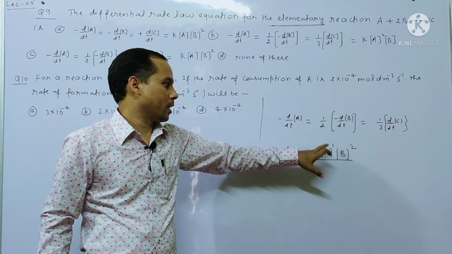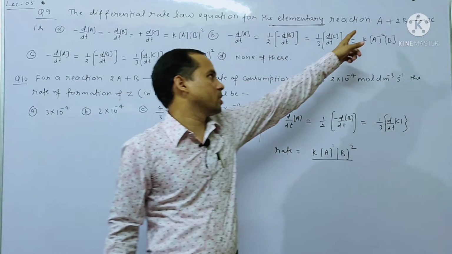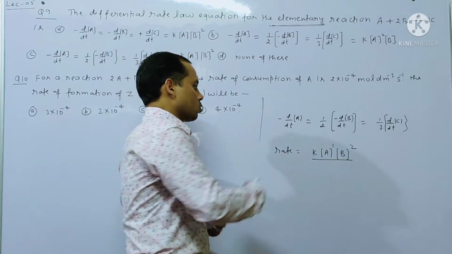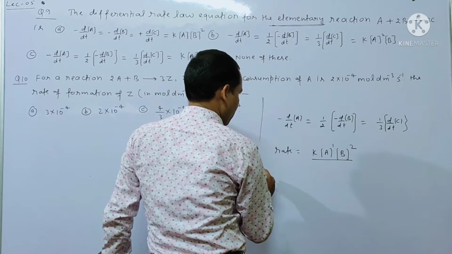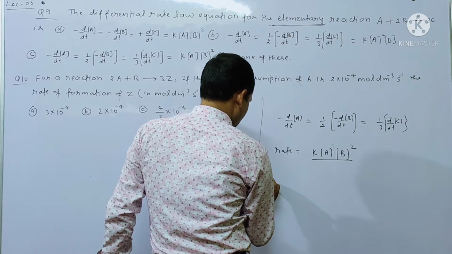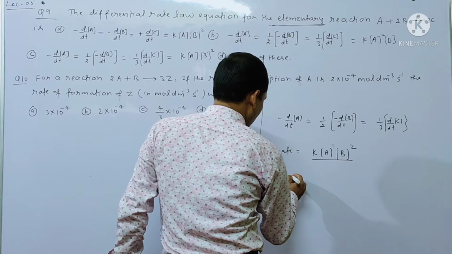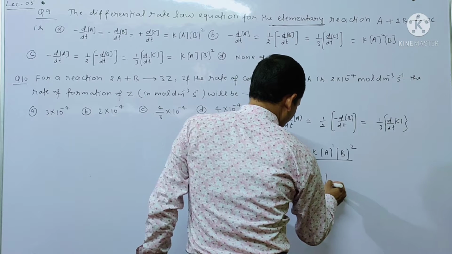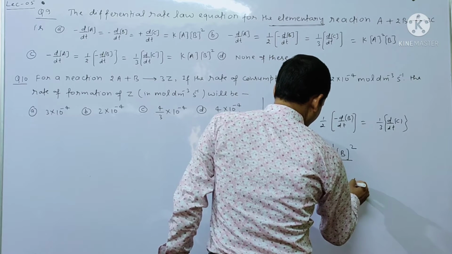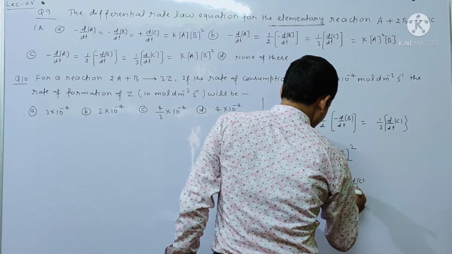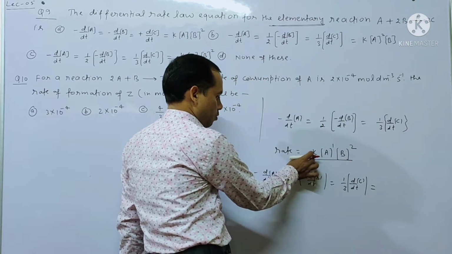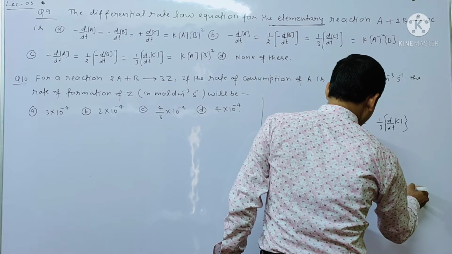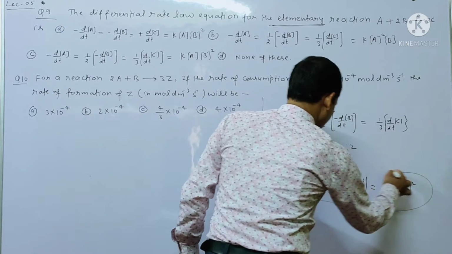So I write here the power 1 because the coefficient of A is 1, and the coefficient of B is 2. Therefore, combining these two equations, it becomes minus d over dt of concentration of A equals 1 upon 2 times minus d over dt of concentration of B equals 1 upon 3 times d over dt of concentration of C, and this equals K times A to the power 1 and B to the power 2. So now this is our result.